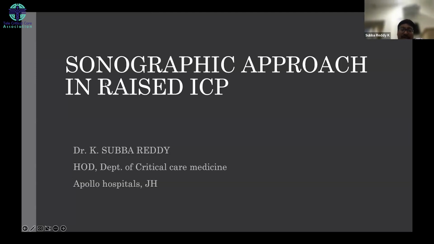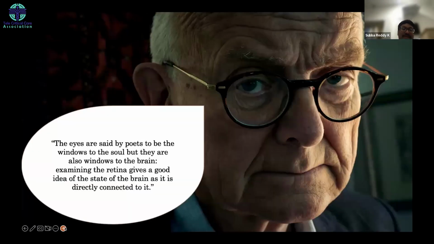So because of ultrasound, we are now moving away from invasive ICP monitoring and going towards non-invasive ICP monitoring modalities. And then we will look into the literature on the sensitivity of these sonographic approaches for raised ICP. With this introduction, I'll be moving to my slides.